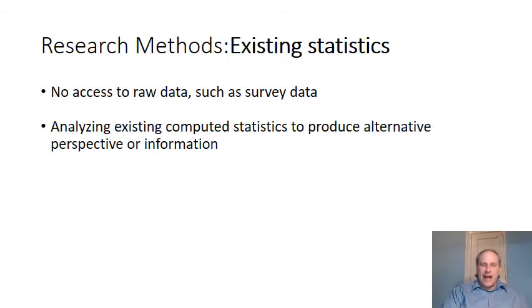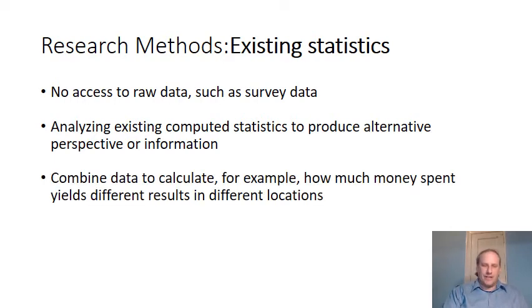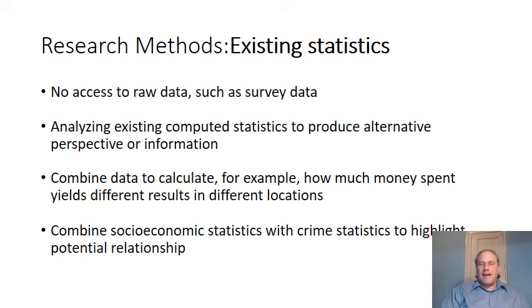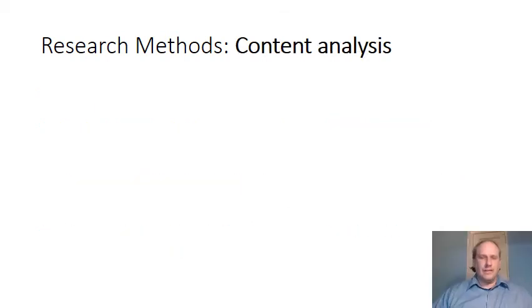As I said, you have no access to the raw data, but you can analyze these computed statistics and produce an alternative perspective or information. You combine the data to calculate examples for how much money spent yields different results in different locations on education or health. And by combining socioeconomic statistics with crime statistics, you can highlight a potential relationship there.